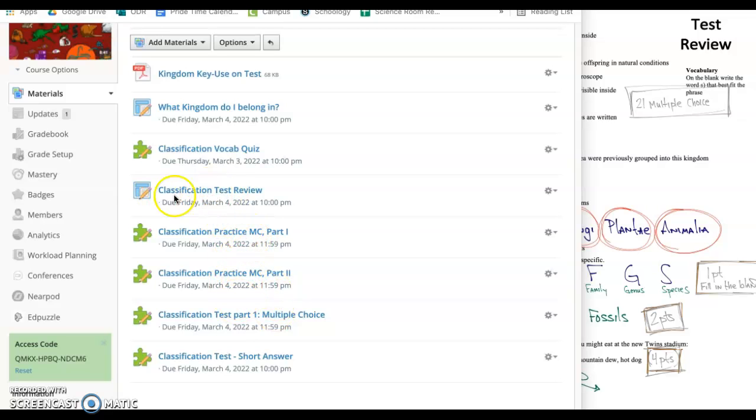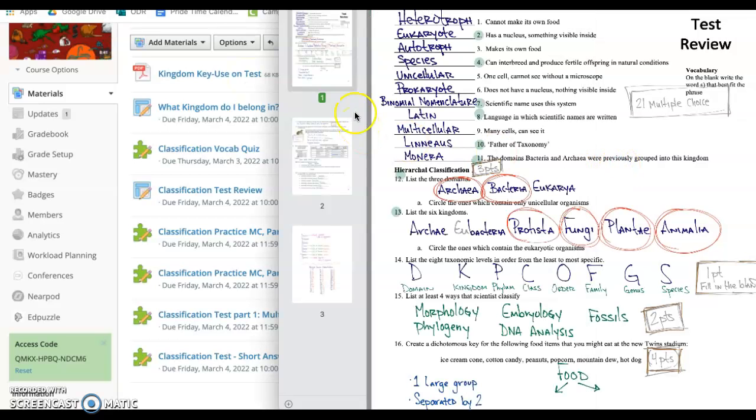We are going to go over the review today, and before we do so, be sure to download this Kingdom Key. We are going to be using it on the test so that you can complete it more accurately. So if you please pull up the test review like you see on Schoology here.